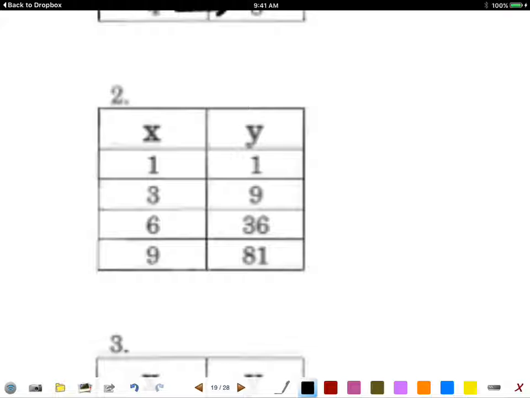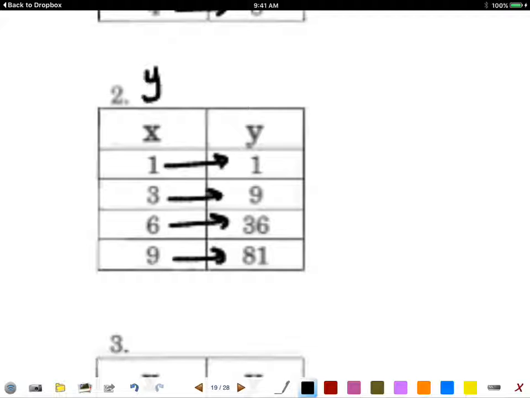Think about what you might need to do. What operation would get you from 1 to 1, 3 to 9, 6 to 36, and 9 to 81? Olivia, thank you for raising your hand. Square it. Multiply by itself. 1 times 1 is 1. 3 times 3 is 9. 6 times 6 is 36. And 9 times 9 is 81.